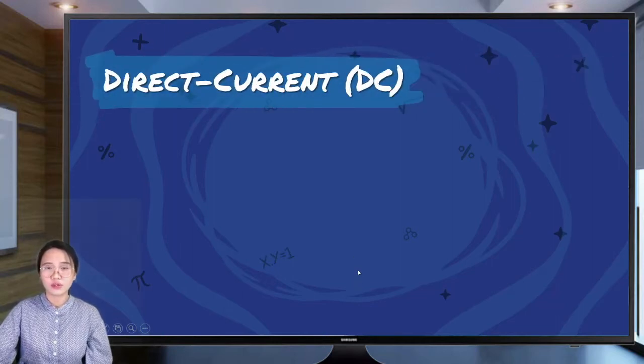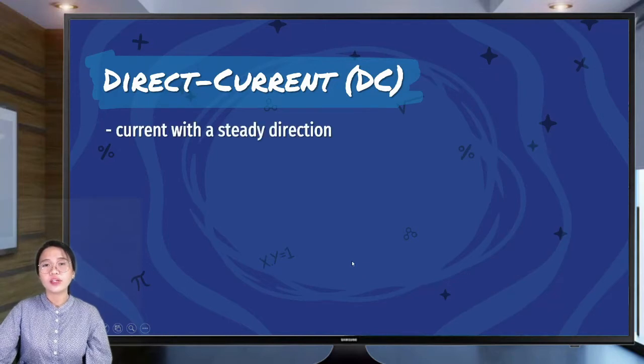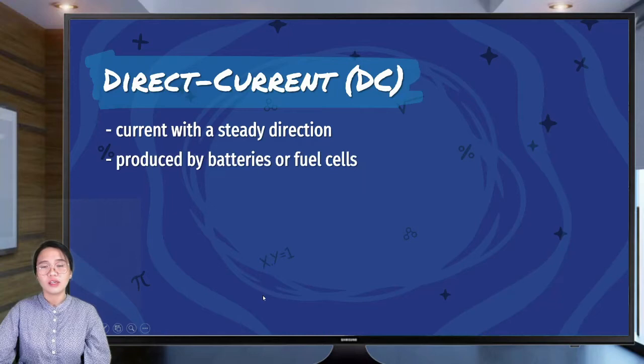Circuits have two types: the direct current and the alternating current. We will define those two currents first, and then later identify our focus for this chapter. The first is the direct current, or DC. Direct current is a current with a steady direction, or unidirectional current. The direction is not changing, and it can be produced by batteries or fuel cells.